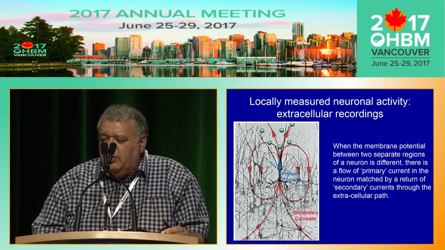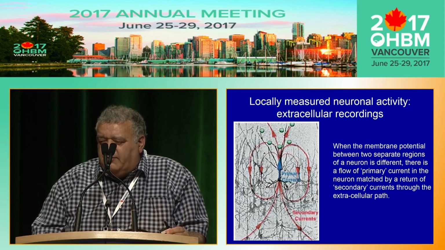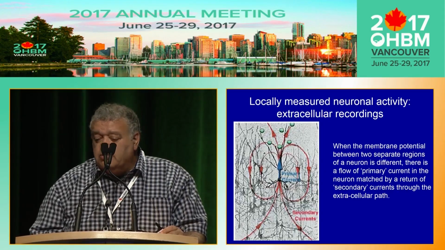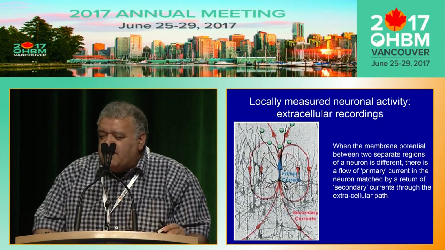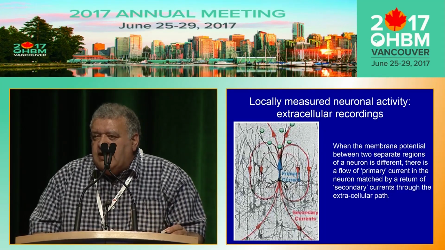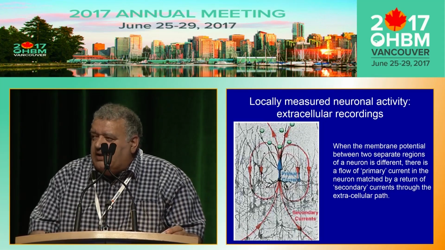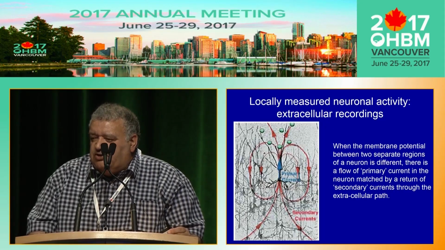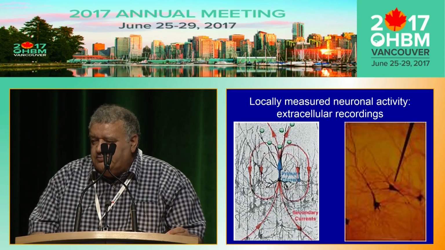When 2 points within a neuron have different potential, there is a flow of primary current, the blue one here. Unfortunately, the mouse doesn't work for me to point at, but you can see the blue arrow. That's a primary current within the neuron, and there is a nullifying current, a secondary current, through the extracellular matrix, because the extracellular matrix is conductive. So we measure exactly this extracellular nullifying current.